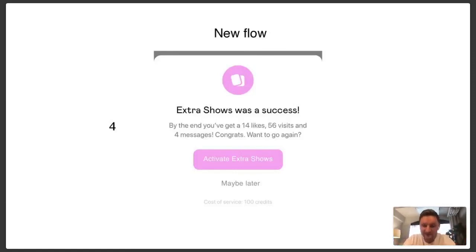And we are calculating all user activity during the promotion. And it's absolutely true that initially the user didn't know how many likes, visits, messages they got. And currently we're displaying it. So we are calculating, and the user gets a screen saying, okay, you got 15 likes, 50 visits, 3 messages, and so on. And there is a super big and clear CTA to repurchase called activate extra shows. So extra shows sales revenue went up, I would say, almost twice.